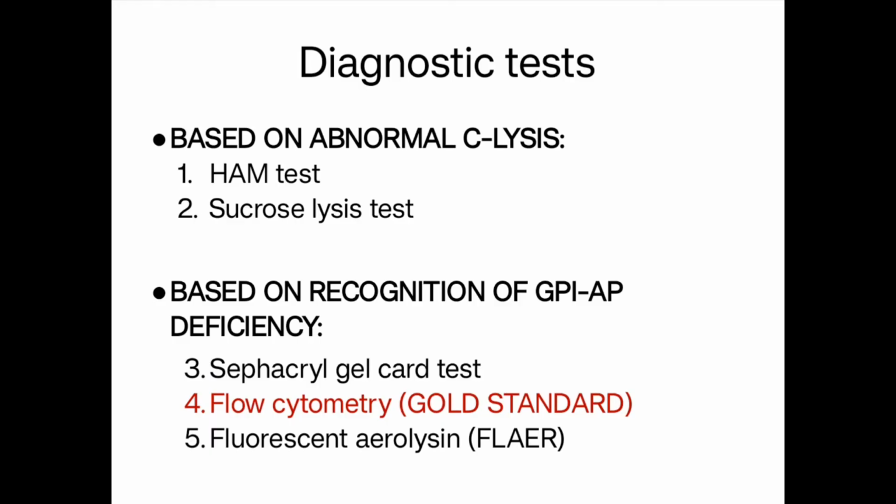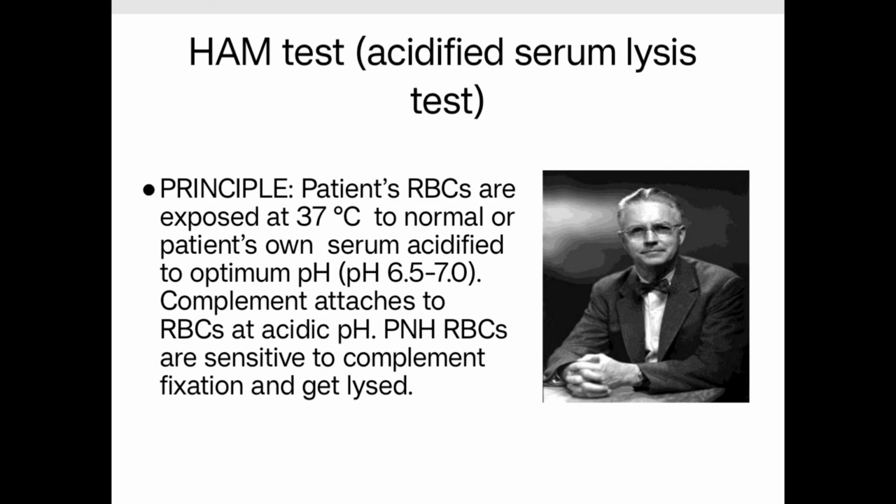Now starting with diagnostic tests. There are two types of tests based on abnormal complement lysis: the Ham test and the sucrose lysis test, while based on the recognition of GPI-anchored protein deficiency, there are the gel card test, flow cytometry and FLAER. We will see them one by one.